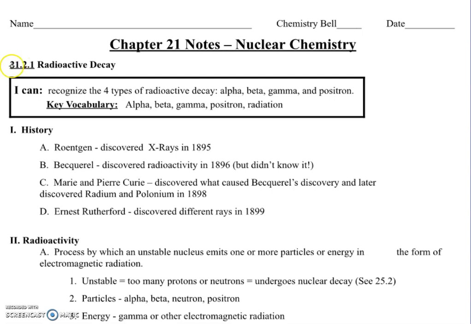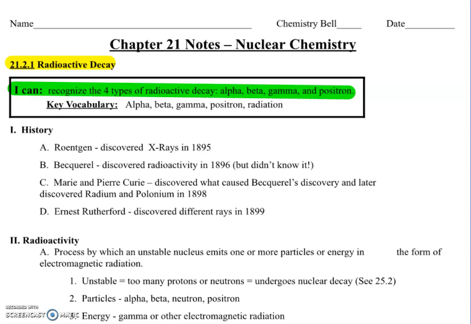We're going to start out at Chapter 21, Section 2.1, radioactive decay. Here's the I can statement for this section. I can recognize the four types of radioactive decay: alpha, beta, gamma, and positron. So in this section, the key vocab to focus on is alpha, beta, gamma, positron, and those are all types of radiation. We're going to start with a little bit about the history.